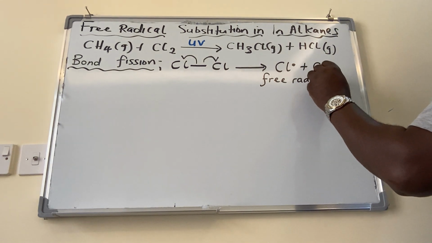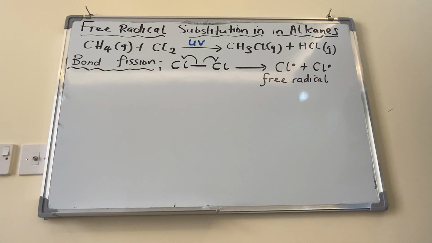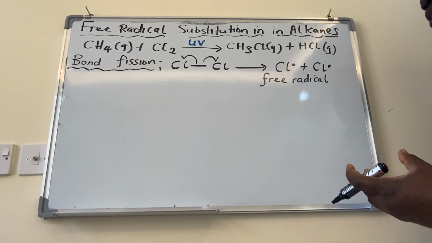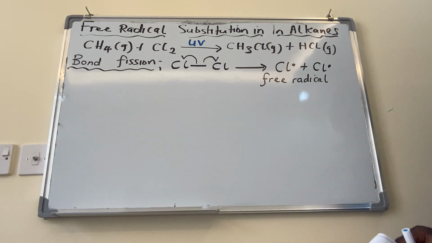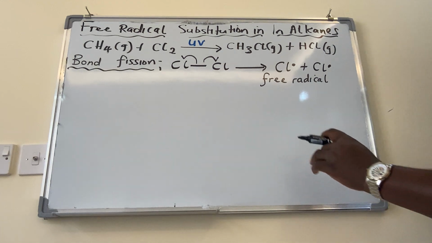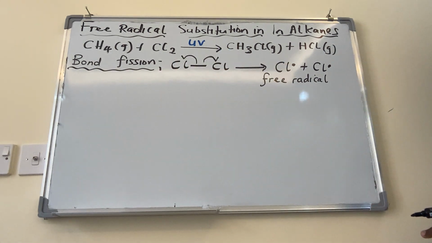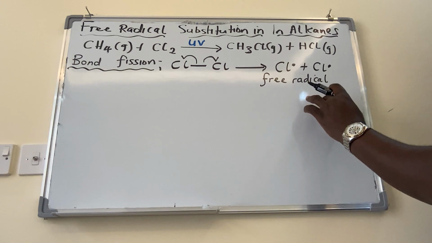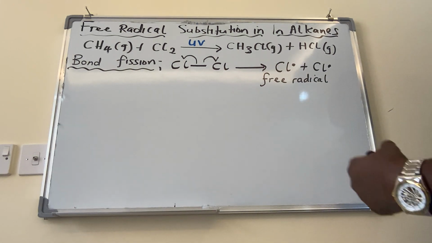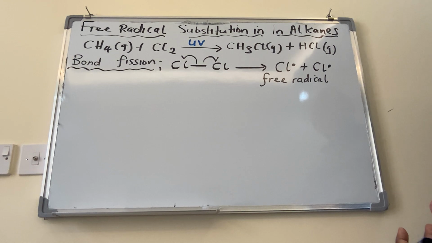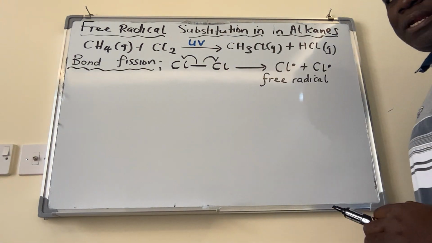Free radicals are species that contain an unpaired electron, and because it's unusual for atoms to have unpaired electrons, they are highly reactive because they are highly unstable. They want to pair up so that they have a higher stability. So we are going to have this process happening in chlorine. The production of free radicals is what causes the reaction to start. This reaction is dependent on the availability of free radicals, otherwise this reaction will not happen in the dark.